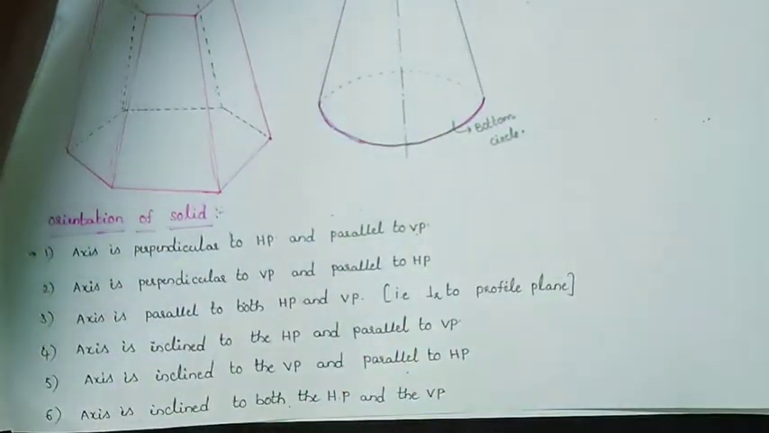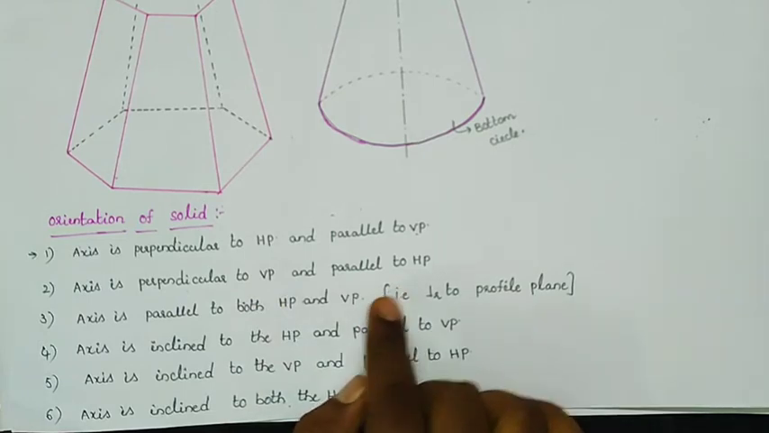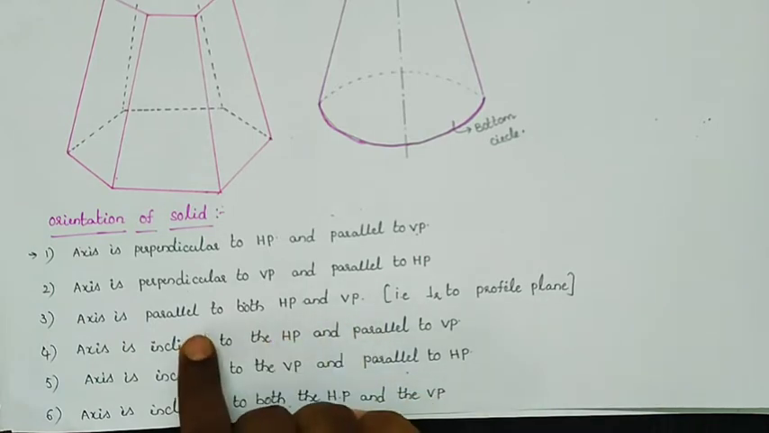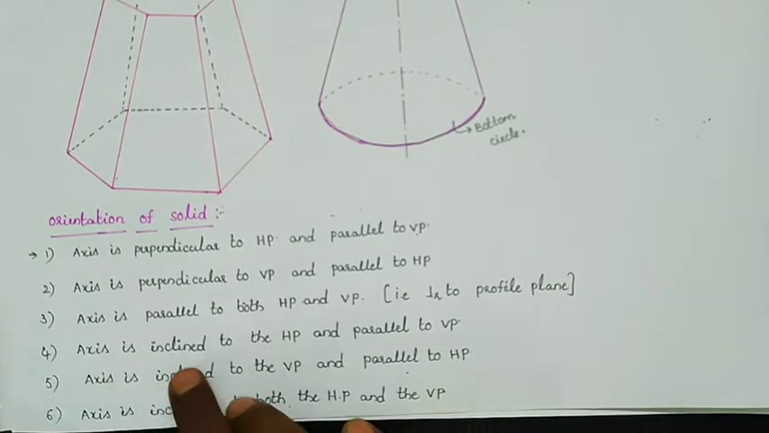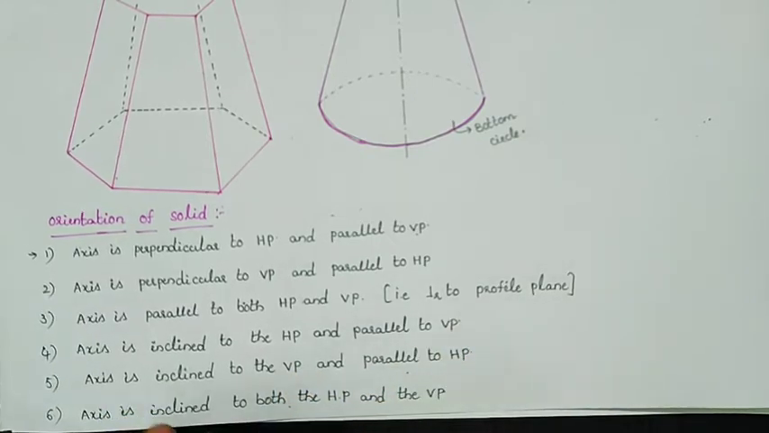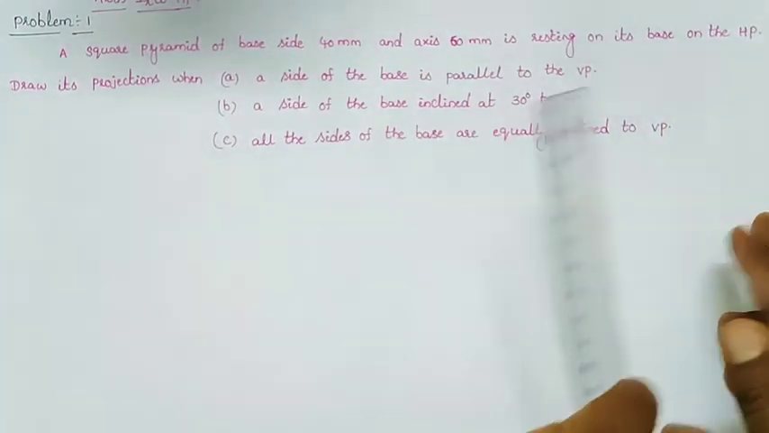So this is one of the positions. The second one is axis perpendicular to VP and parallel to HP. The third position is axis parallel to both HP and VP, or you can also call it axis perpendicular to the profile plane. The fourth orientation is axis inclined to HP and parallel to the VP. The fifth position is axis inclined to VP and parallel to the HP. And the last position is axis inclined to both HP and VP. First of all, the first position is axis perpendicular to the HP.